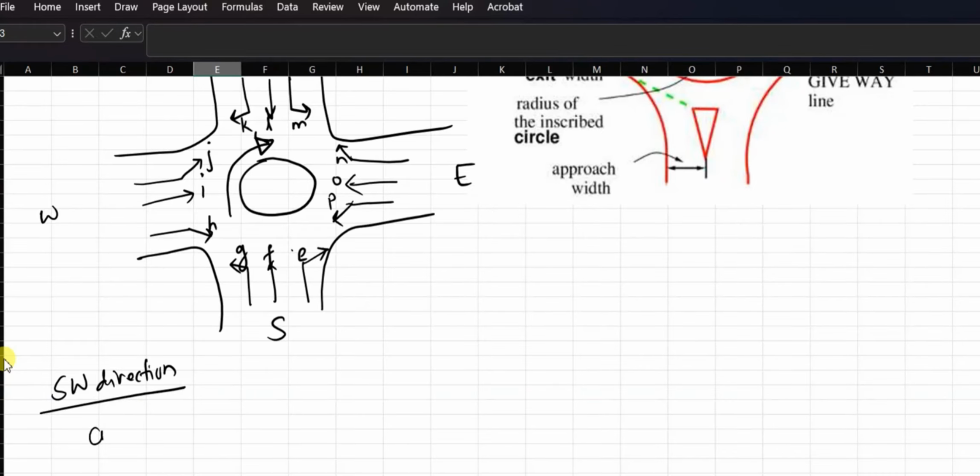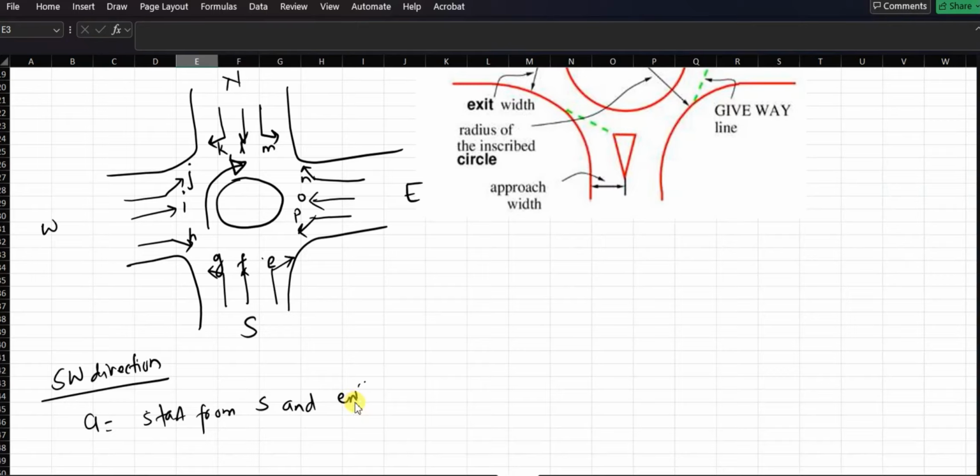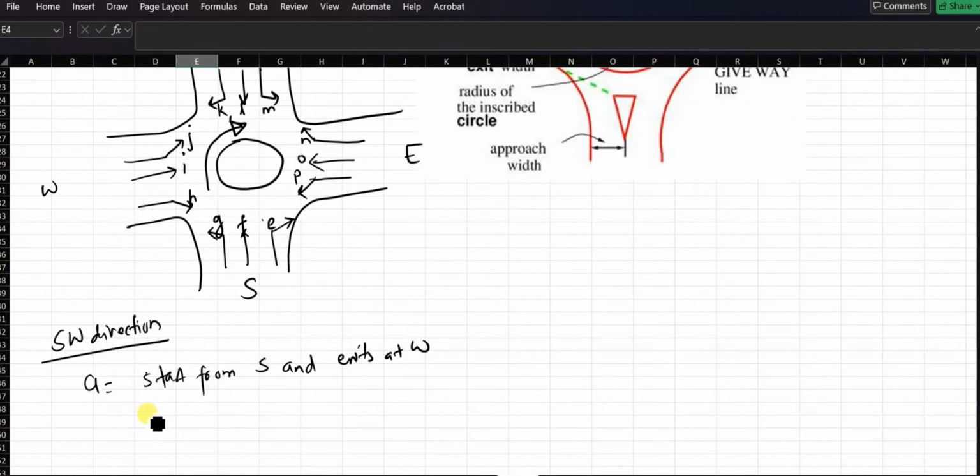Okay, so what is the value of A? The value of A, for the southwest direction, is the traffic entering from the south, so starting from south direction S, and exiting at west. So from this figure, what is the traffic that starts from S and exits at west? The traffic that starts from south direction is G and it is ending in W direction. So from the figure, the value is G.